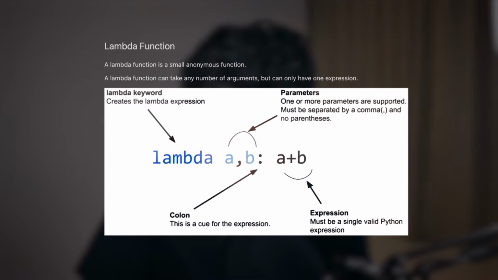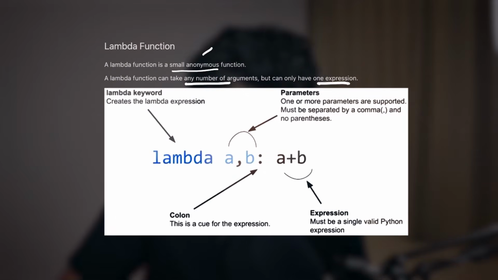Now we are moving to the last topic of the functions, which is super important, super easy and super useful. That is lambda functions. So let's understand what lambda functions are. A lambda function is a small anonymous function. You have to pay attention to these two keywords: small anonymous function. A lambda function can take any number of arguments but can only have one expression. So there are three keywords. First is small anonymous, second is any number of arguments, and third is can have only one expression.